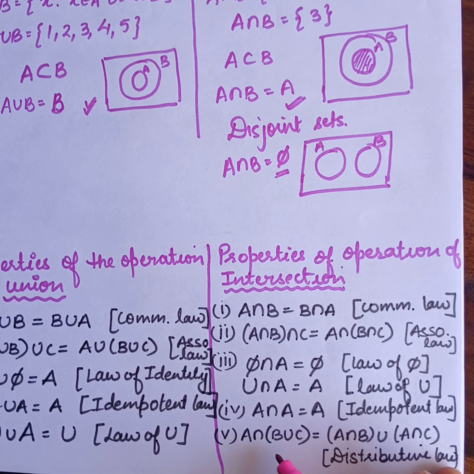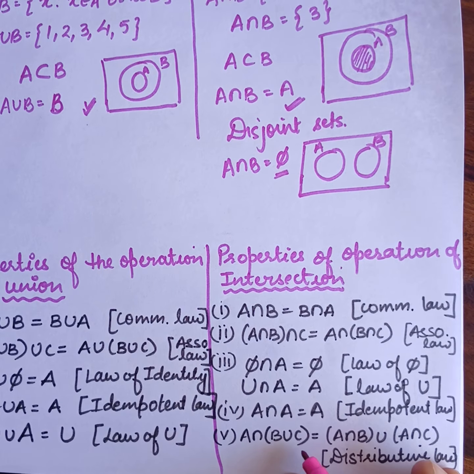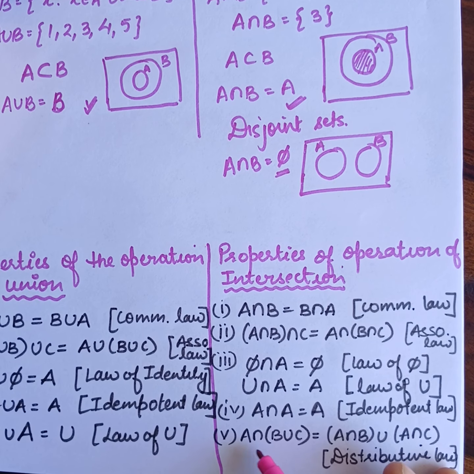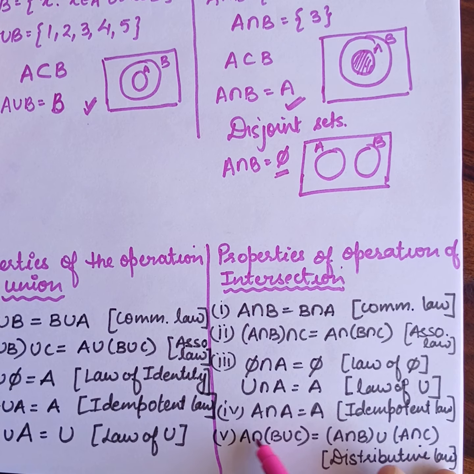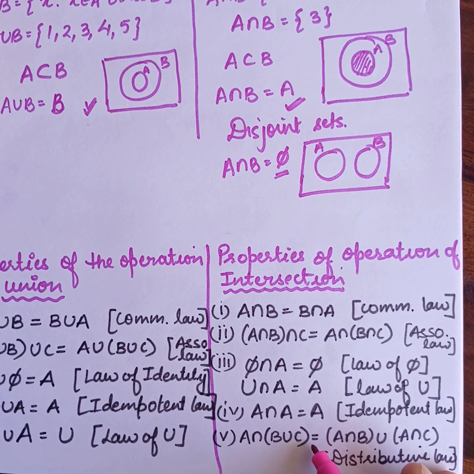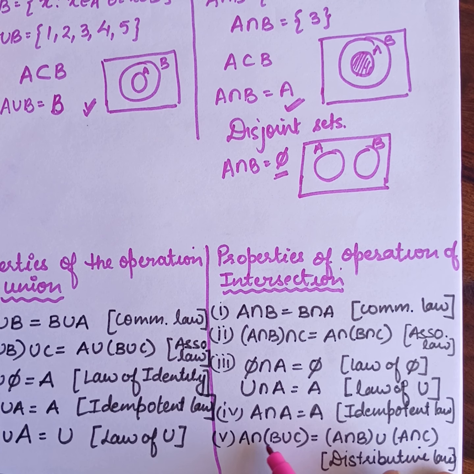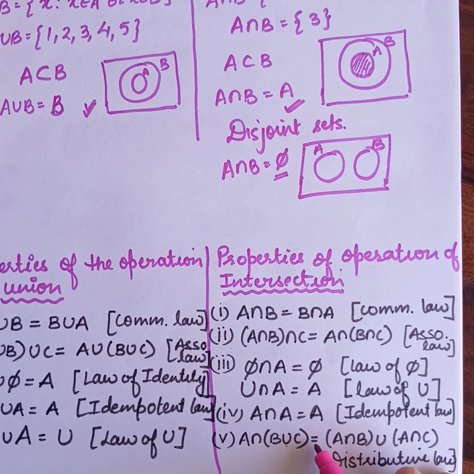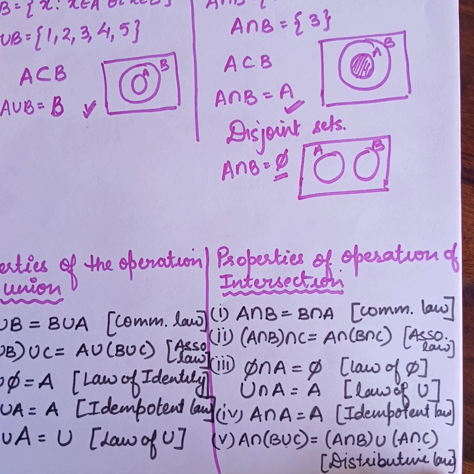Then we have the distributive law. This is an important law which is there in intersection. A intersection (B union C) will be (A intersection B) union (A intersection C). So this is known as the distributive law of intersection.